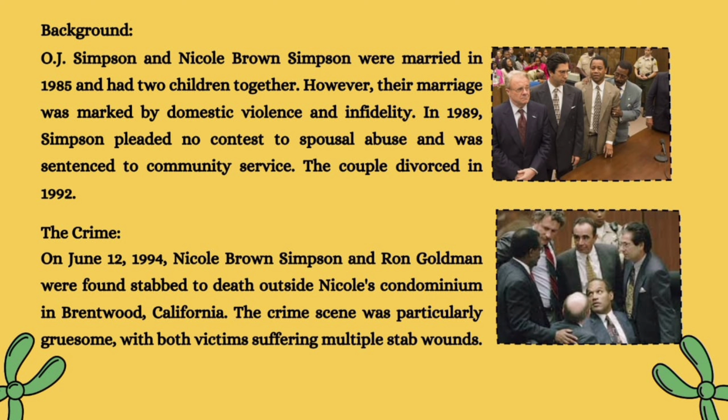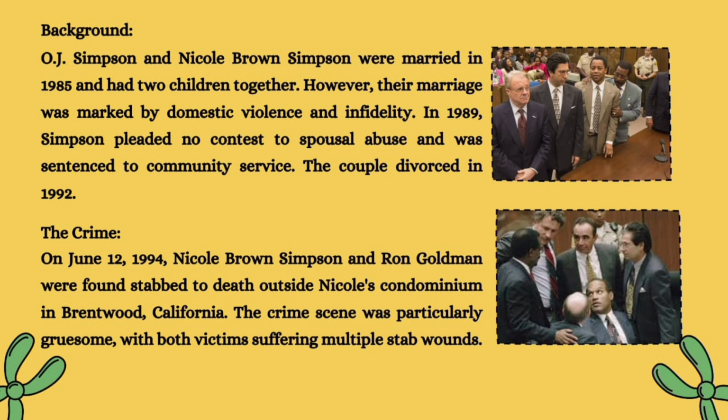Let's move on to the background of the case. O.J. Simpson and Nicole Brown Simpson were married in 1985 and had 2 children together. However, their marriage was marked by domestic violence and infidelity. In 1989, Simpson pleaded no contest to spousal abuse and was sentenced to community service. The couple divorced in the year 1992.